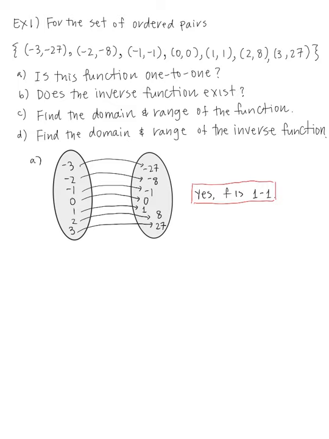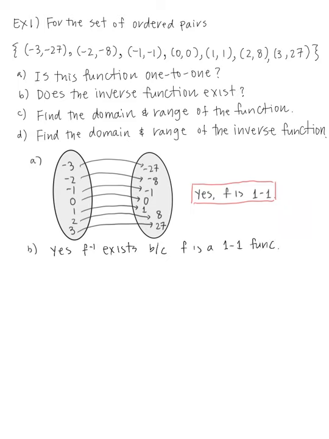Now, let's go with part B. Does the inverse function exist? Well, what was the criteria in order for the inverse function to exist? Well, your function must be a one-to-one function. So in this case, we just determined that f is a one-to-one function. So yes, the inverse function does exist. So I'm going to write that out. Yes, I'm just going to call it f inverse exists because f is a one-to-one function. I'm not going to box that.